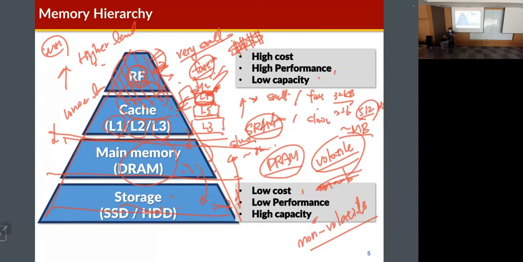But at the higher level, performance is very important. And then you can find the cache here. Okay, so this is the cache memory. And I believe I already explained the purpose of cache memory, okay?